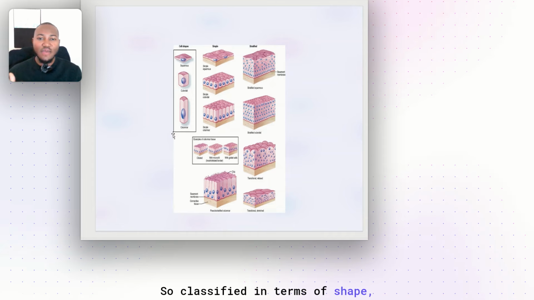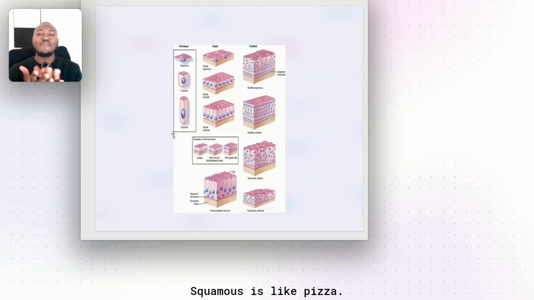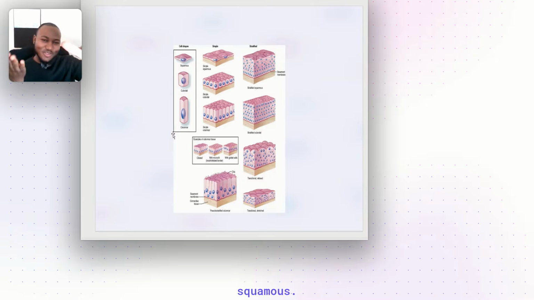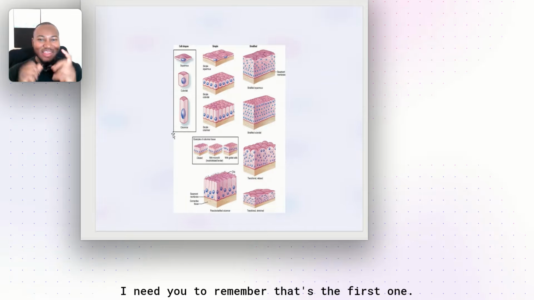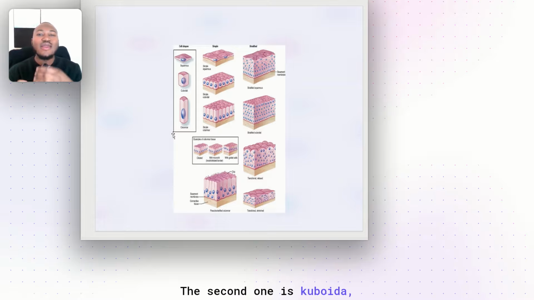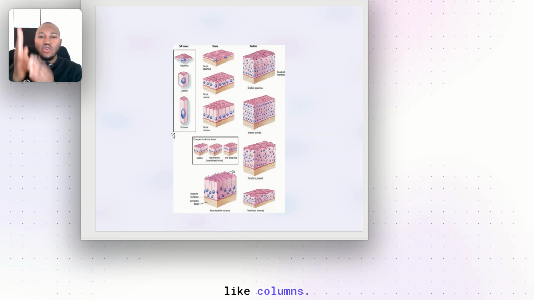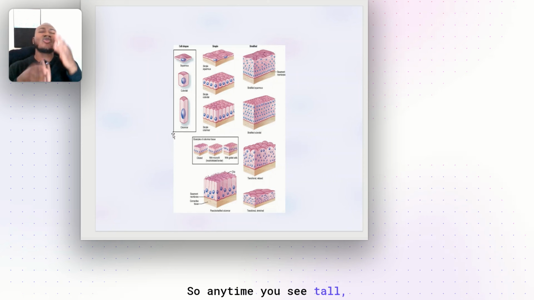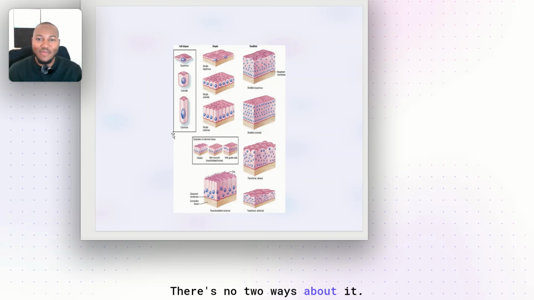So classifying in terms of shape, we have the squamous. Squamous is like a pizza. It's flat. So the pizza part is squamous, flat. I need you to remember. That's the first one. The second one is cuboidal. It's like a cup or a cube. The third one is what? Columnar. They are tall like columns. You can't forget. So anytime you see tall cells, it's columnar. If you see flat cells, it's squamous. There's no two ways about it.